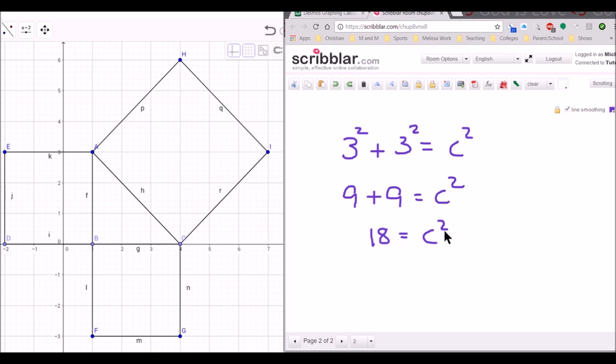Now to get rid of a square, we do take the square root, so we take the square root of both sides. And so we have the square root of 18 is going to equal that other side. Now, you don't have to do this in the course, but this can be reduced. There's a perfect square in there, which is 9. So this does reduce to 9 times 2, square root of 9 is 3. Now, you don't have to do this as part of this course, but I'm just showing an application here.